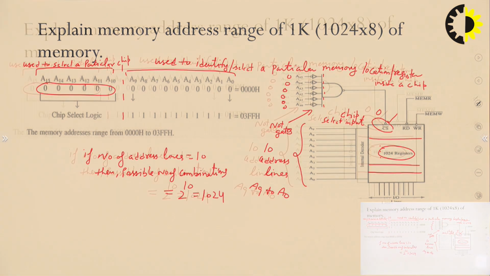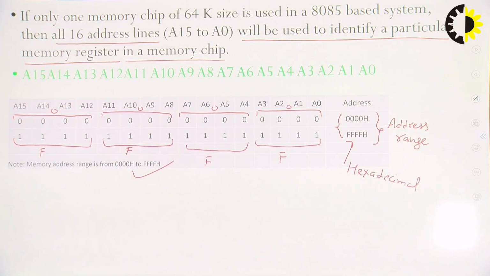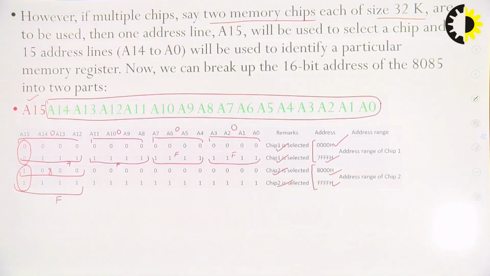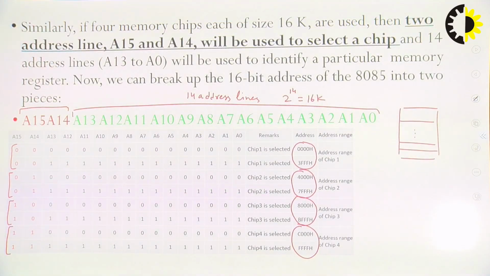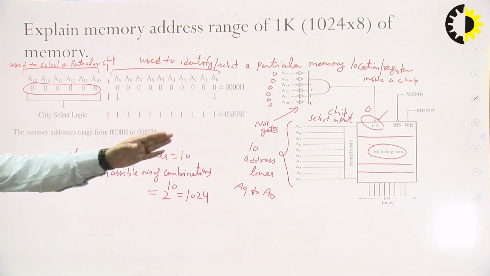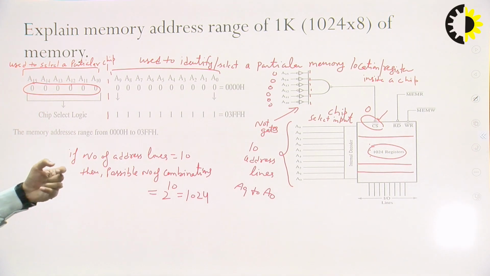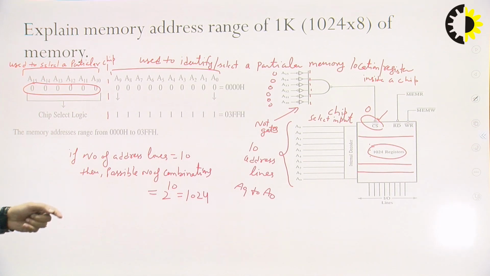So, whether we have a single memory chip, two memory chips, or in general, n number of memory chips, we have to divide our memory address lines into two parts. One part will be used to select a particular memory location inside a memory chip, and the other part will be used to select a particular memory chip by enabling or activating the chip select input.